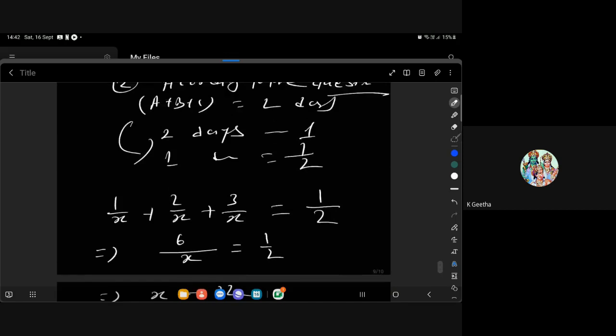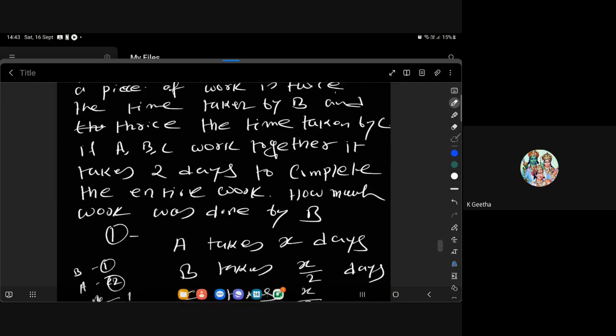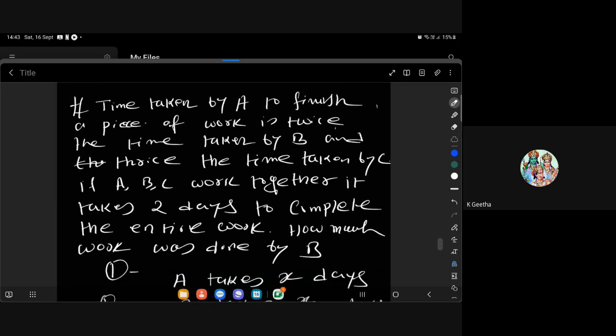Have you understood this question? This type of question they actually ask in the exam. Understood? Have you understood this question?